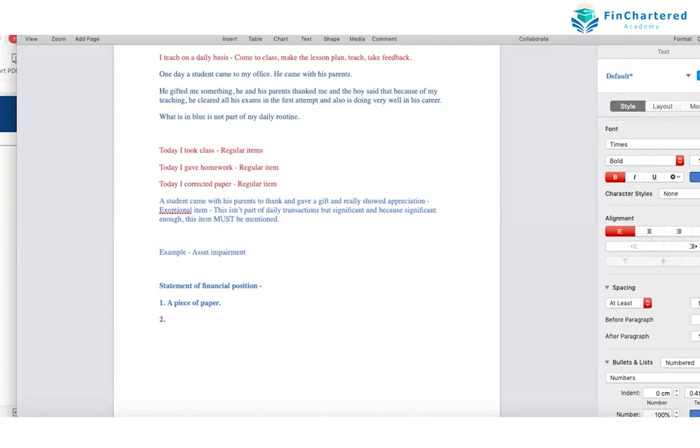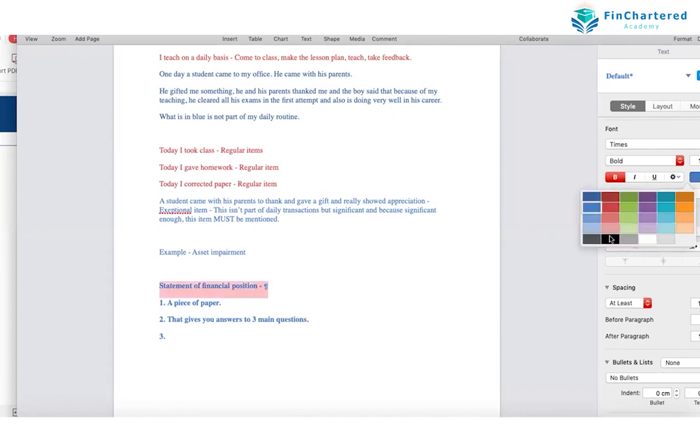that has some information about your company, that talks about three main things, that gives you answers to three main questions. A simple piece of paper that gives you answers to three main questions. The three main questions are what? This in black. What are the three main questions?